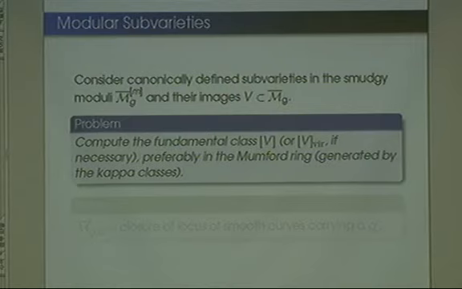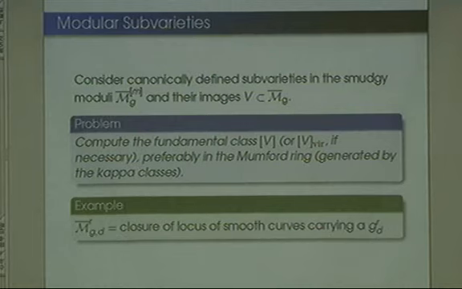But actually, in many interesting cases, you don't really need to go virtual. The thing actually has the right dimension, and you really want to compute the actual fundamental class. And generally, one wants to do that in the setting of the Mumford ring, which is generated by the kappa classes that he introduced. And an obvious example of this, related to what I described early on, is the closure of the locus of smooth curves carrying a g^r_d for a given r and d.